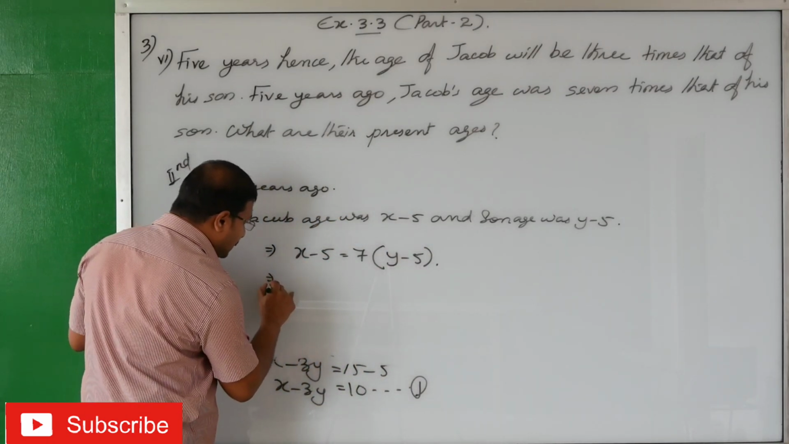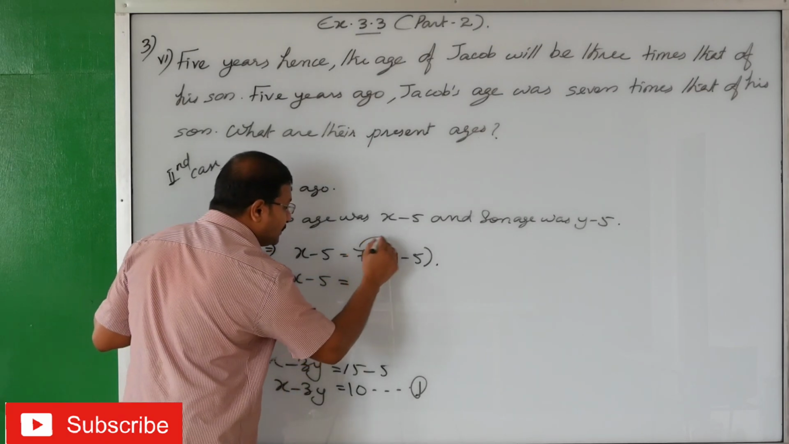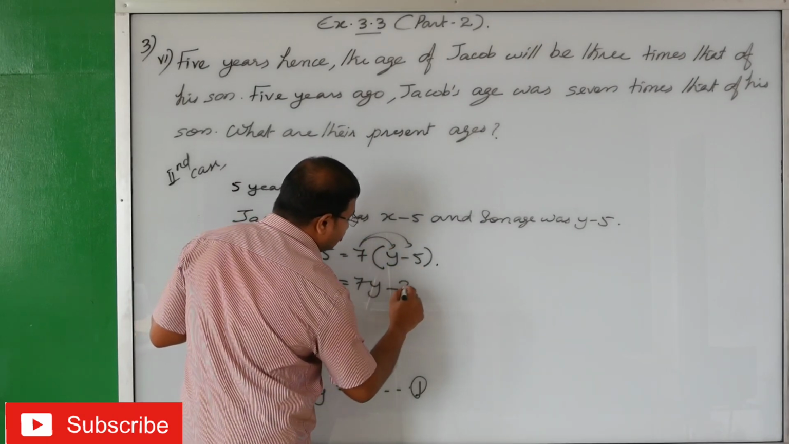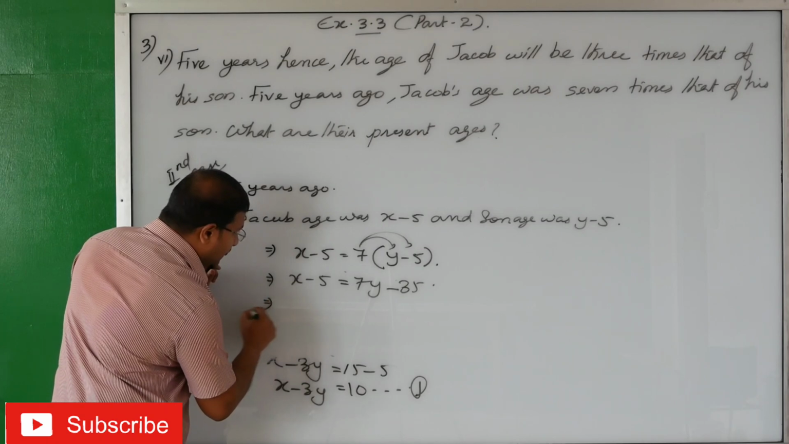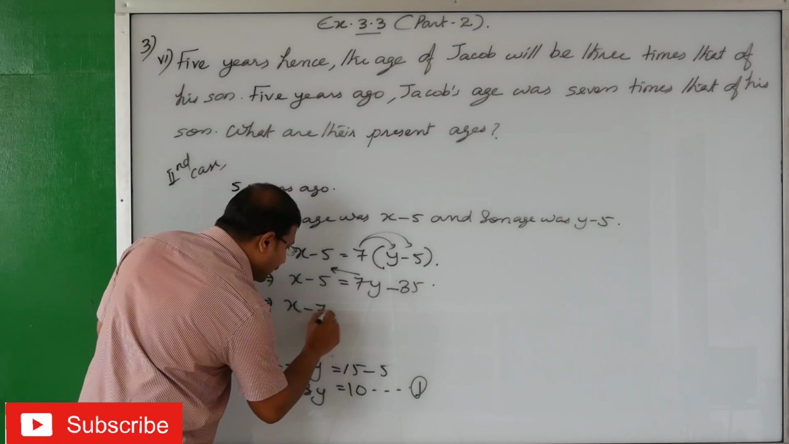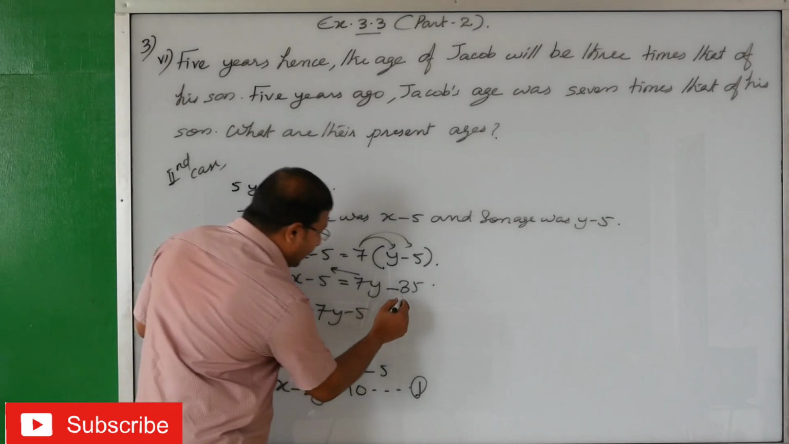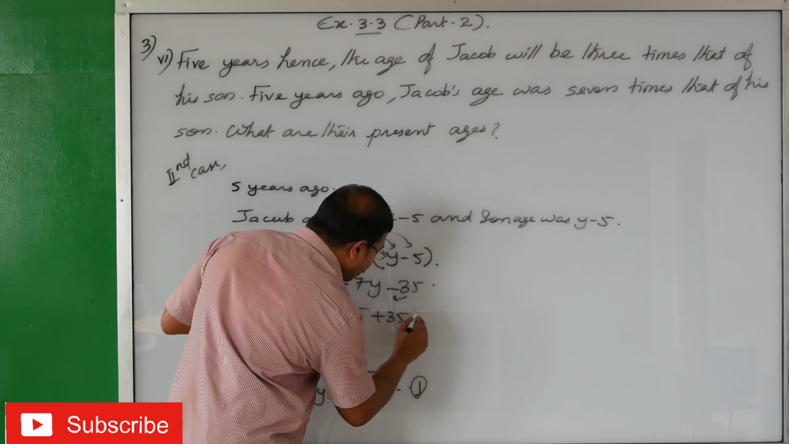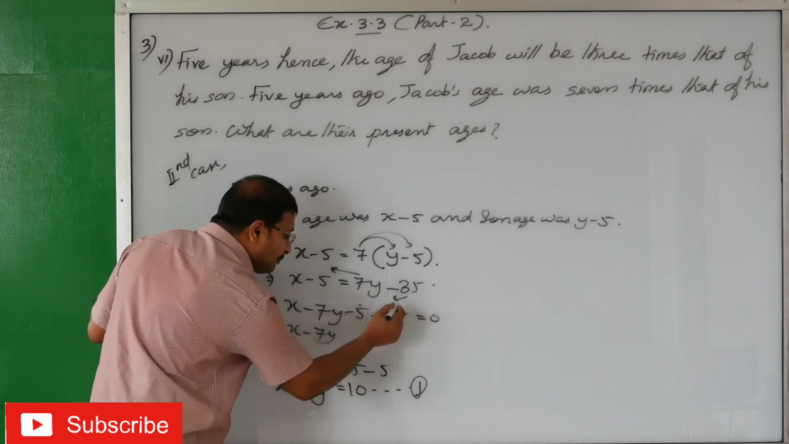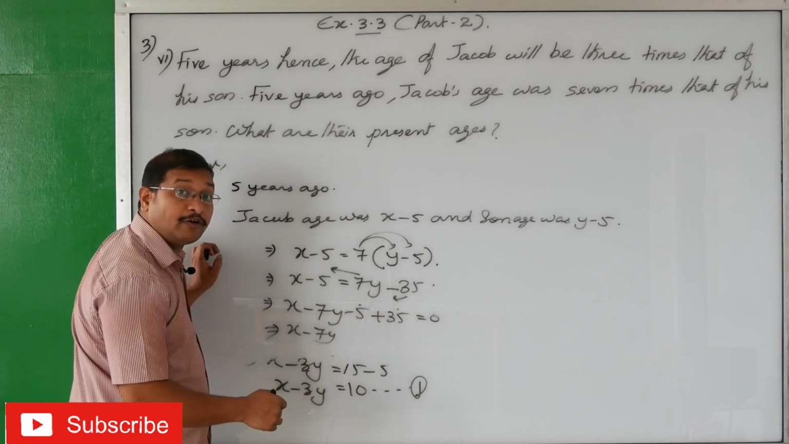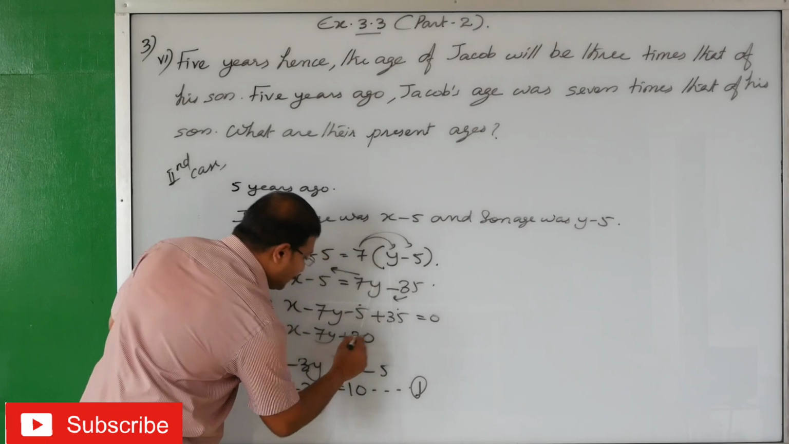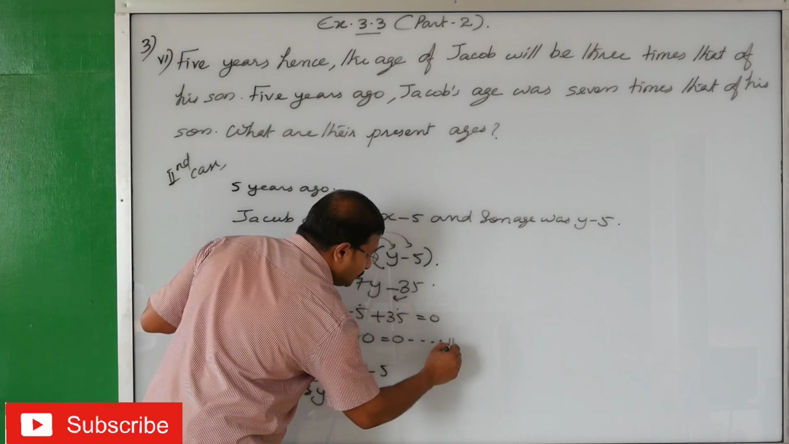This implies X minus 5 equals, opening the bracket with the 7, 7Y minus 7 into 5, 35. This implies X, 7Y goes next side, minus 7Y. Minus 5 is already here, and minus 35 comes next side, plus 35, equal to 0. Implies X minus 7Y, plus and minus. Minus 35 and minus 5 is minus 30... wait, the bigger number is plus, so plus 30 equal to 0. This is equation number 2.